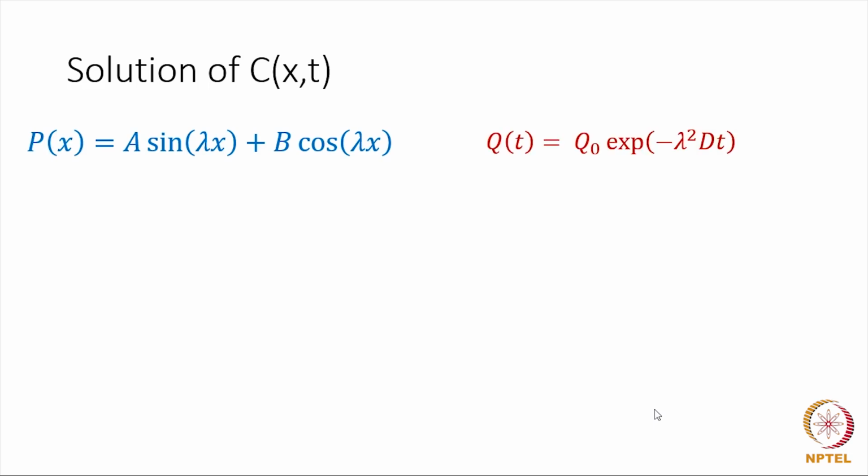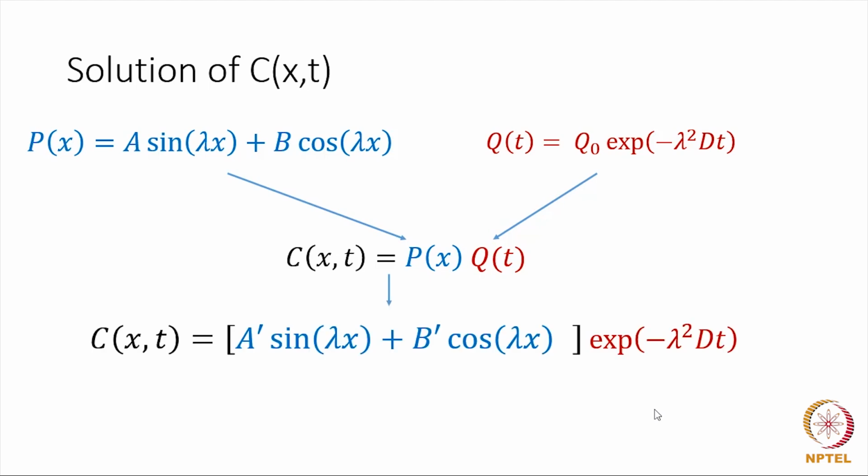And so we have to substitute both of these into the solution, so we plug them into the C, and then we get the solution as follows. We have absorbed q naught into the a and b constants and converted them to a prime and b prime, so that the composition is now available as a general expression: a prime sin lambda x plus b prime cos lambda x into e raised to the power of minus lambda squared DT.